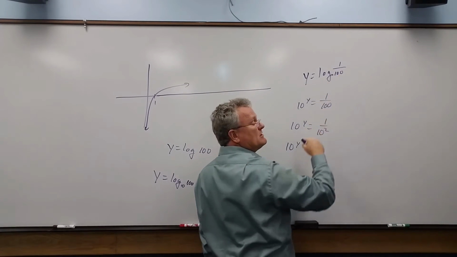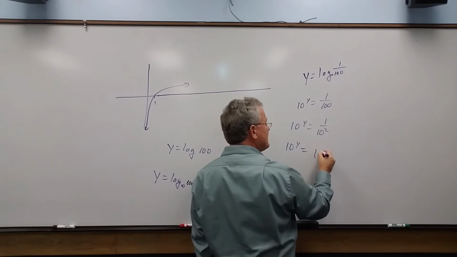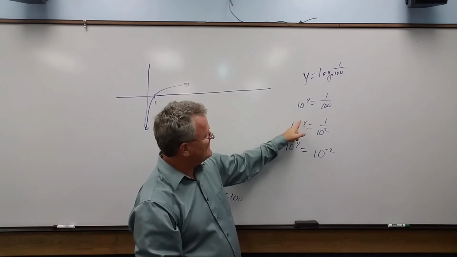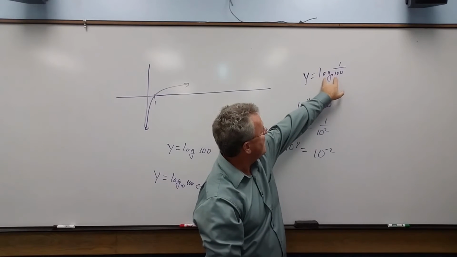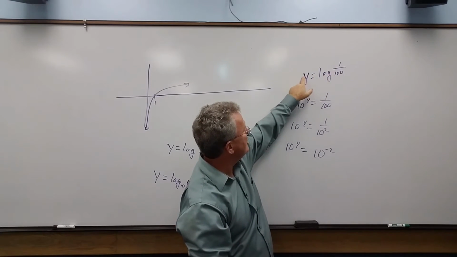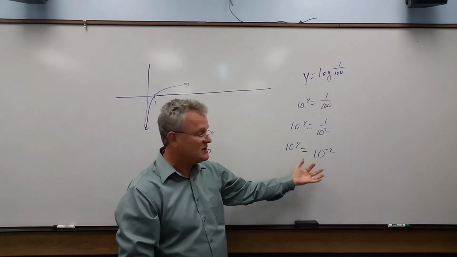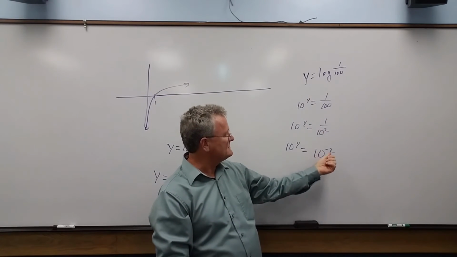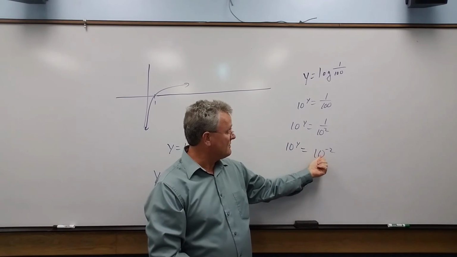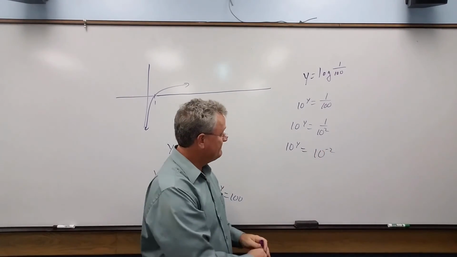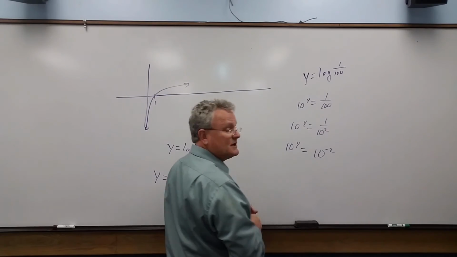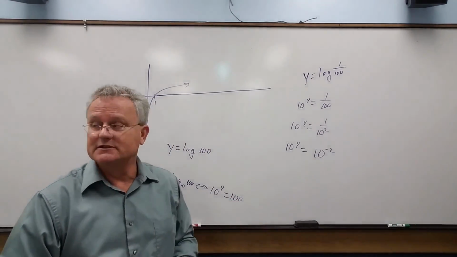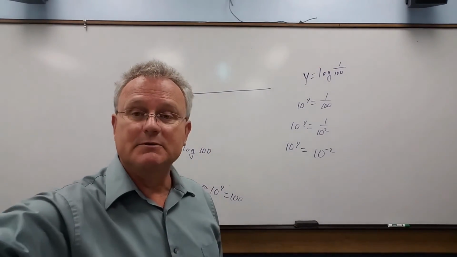especially if this is a nice multiple of 10. So 1 over 10 squared is 10 to the negative 2, and we can see here the reason we get a negative y value, or our log is going to be negative when this is a fraction. The reason is because of this denominator. When we write it as an exponent, it becomes a base raised to a negative exponent. Here, y is equal to negative 2, so we can see why that happens when we have fractions between 0 and 1.